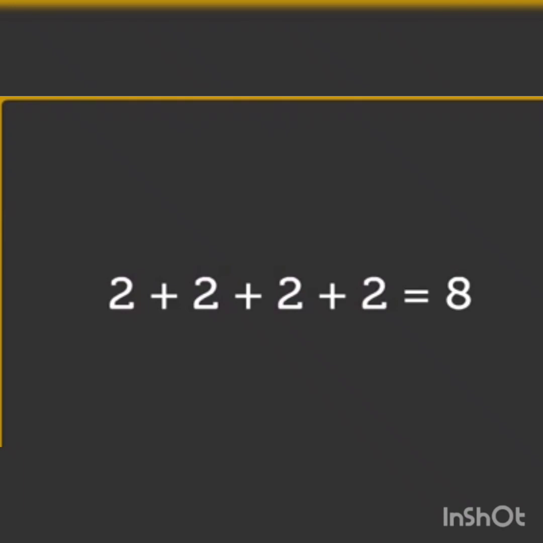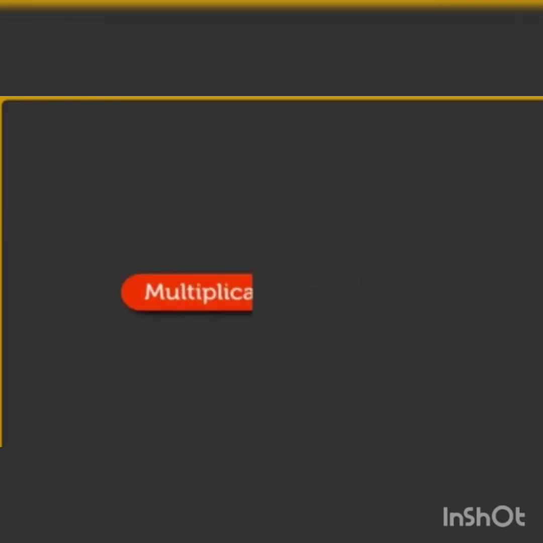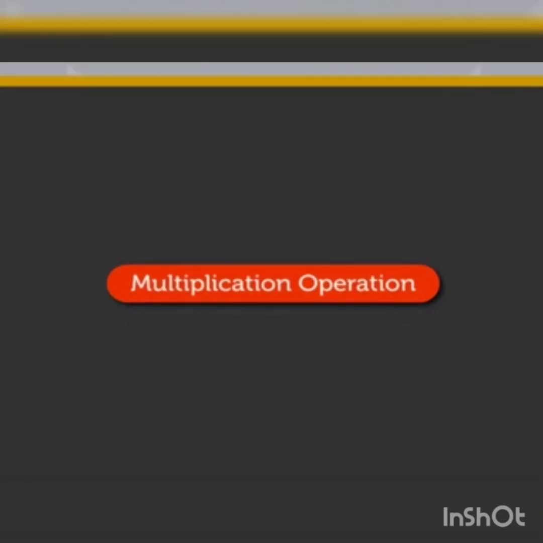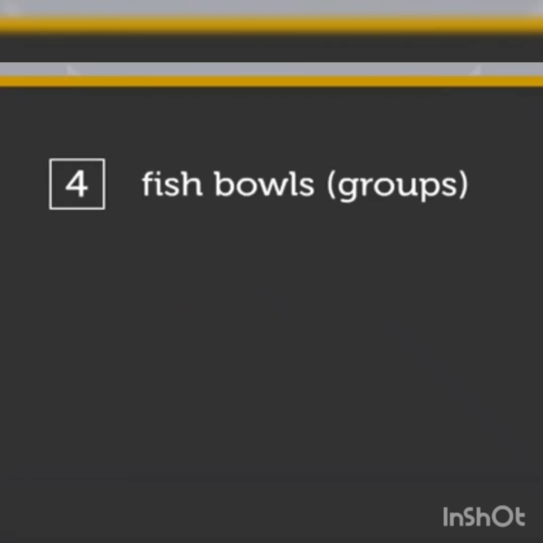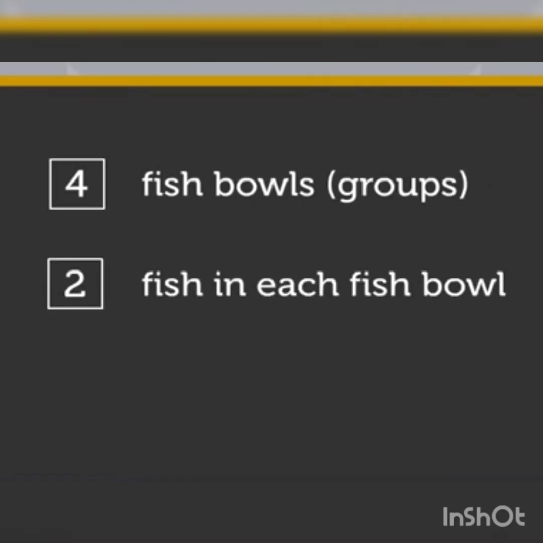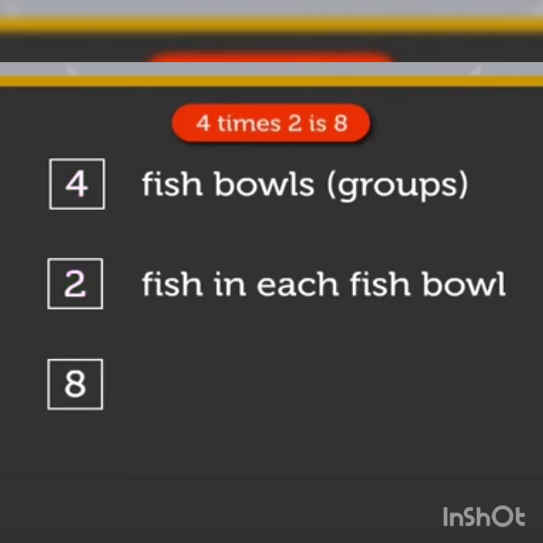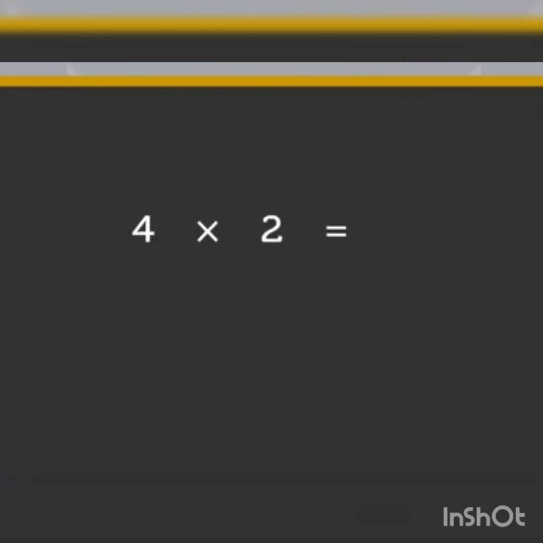Now we use repeated addition of 2. It can be represented in an easy way. Here we can see 4 fish bowls. Each bowl has 2 fish in it. Now 4 times 2 is 8. There are 8 fish in all. 4 times 2 is 8. So, there are 8 fish in all.